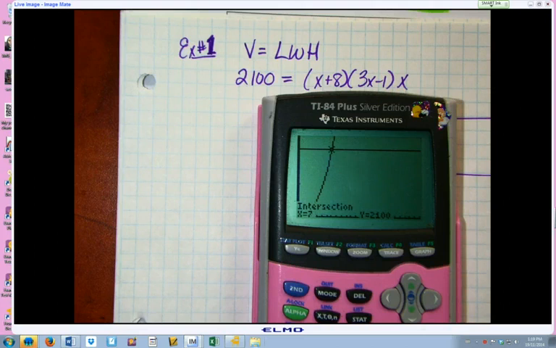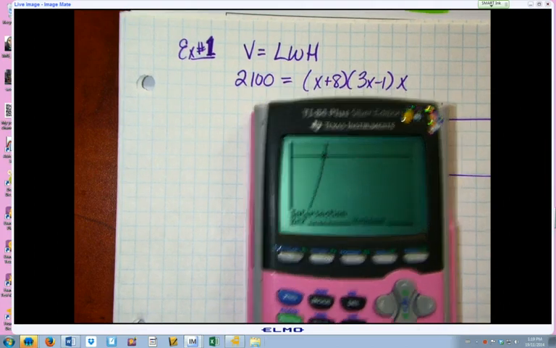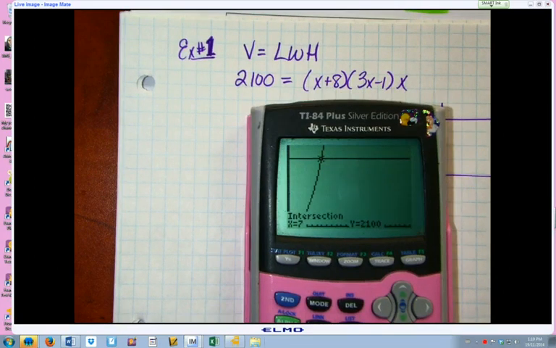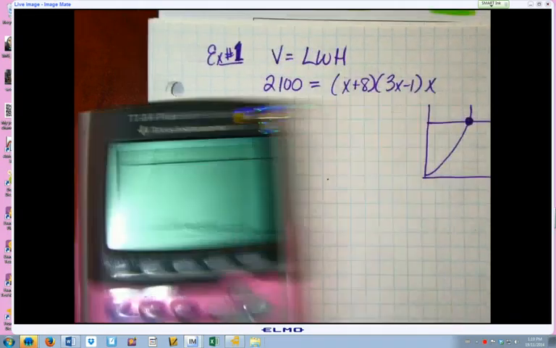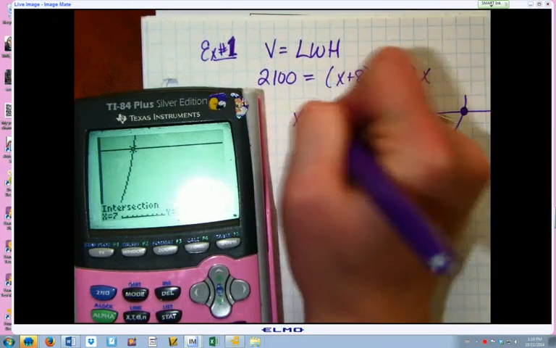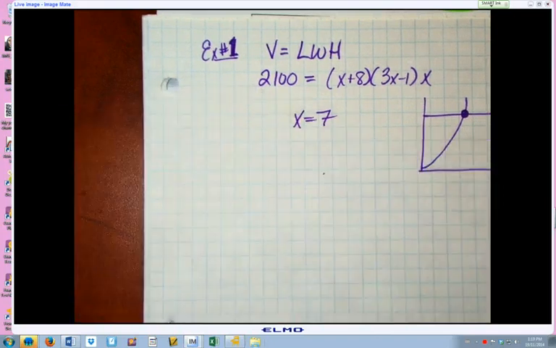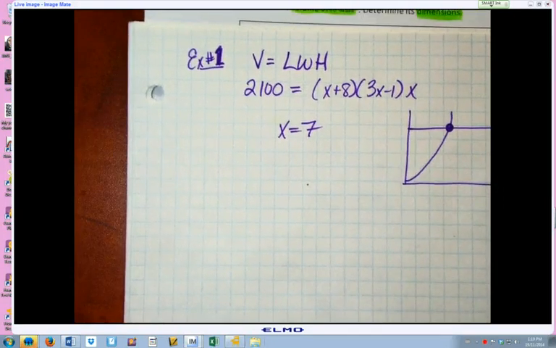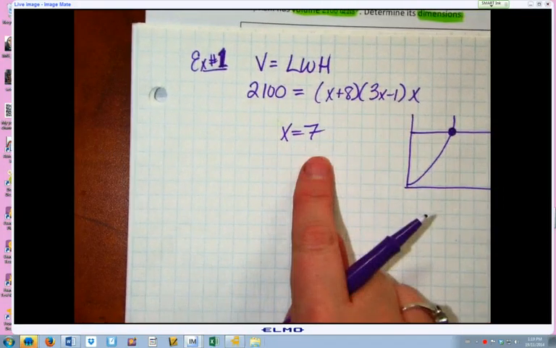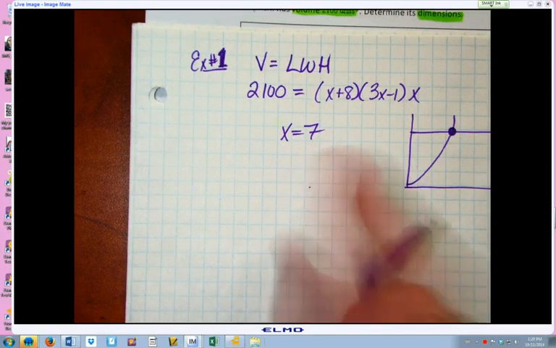Which of these am I looking for? What does the y tell you? It's just the volume. Not a big deal for this one. So we know that x equals 7. Are we done? Is that what the question asked? Said find x? No, what did it ask for? It says the dimensions. So which of the dimensions is x? The width.